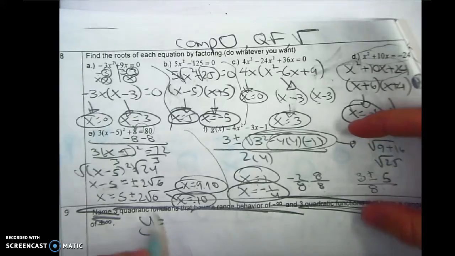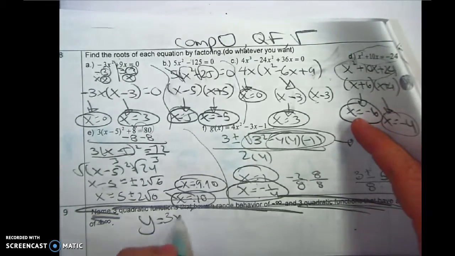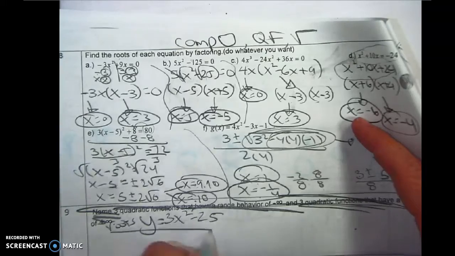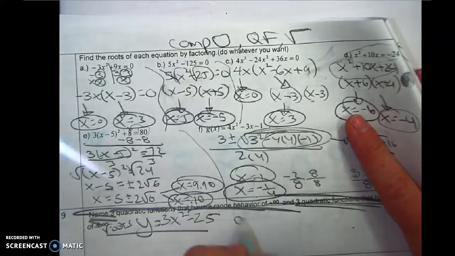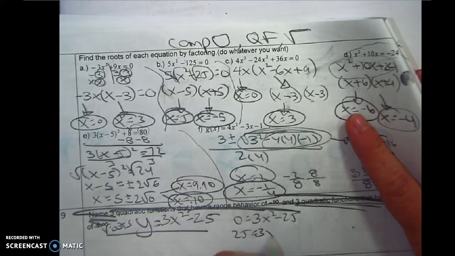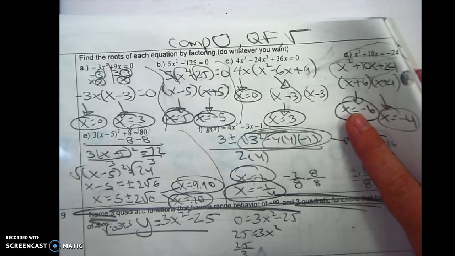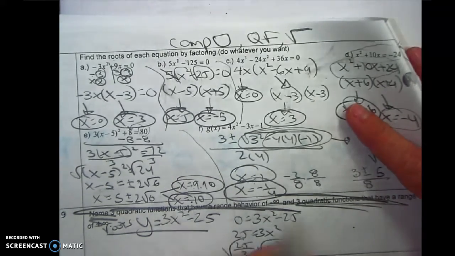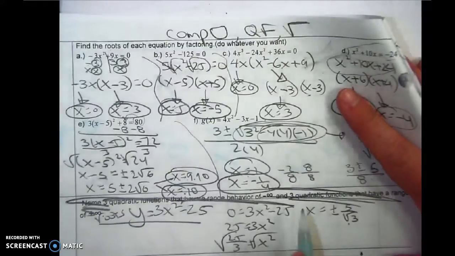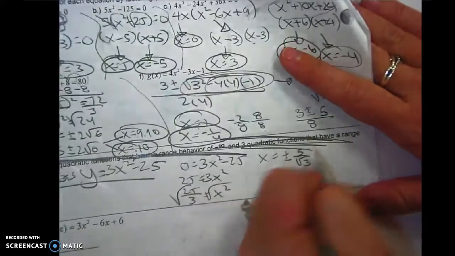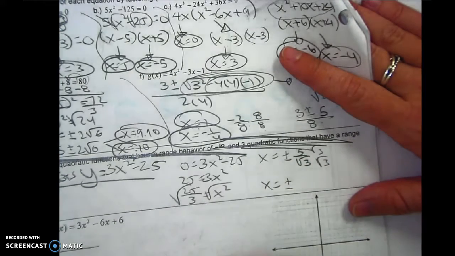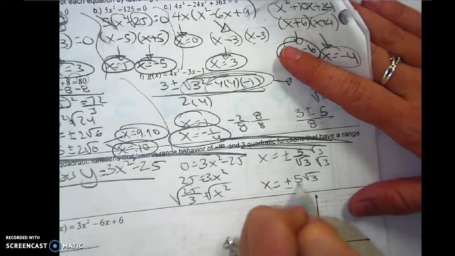Remember I had you change this one to y equals 3x squared minus 25. So you're finding the roots. That's the question. So set it equal to 0. Add 25. Divide by 3. Square root. X equals plus or minus 5 over rad 3. You can't have a radical in the denominator. So rad 3, rad 3. So x equals plus or minus 5 rad 3 over 3.